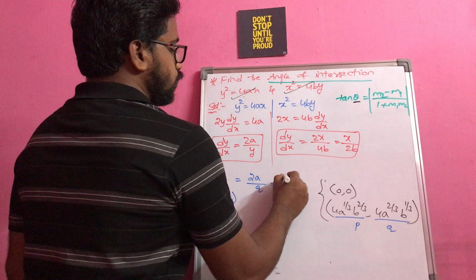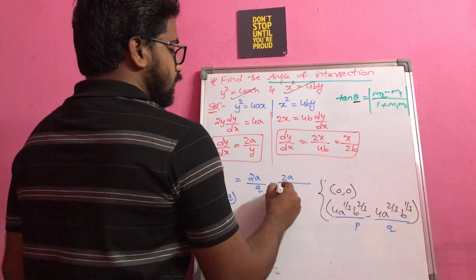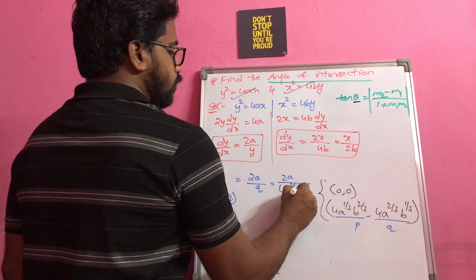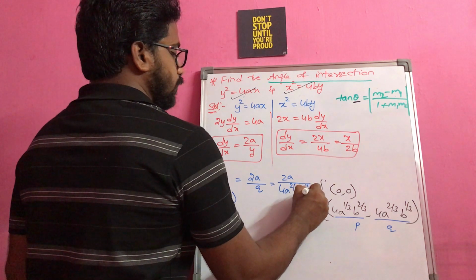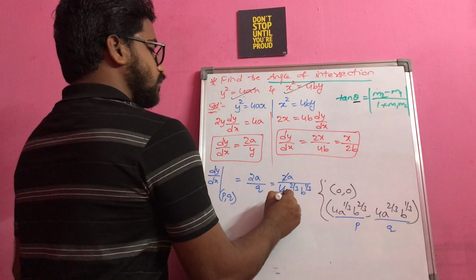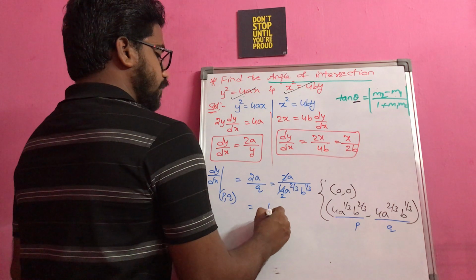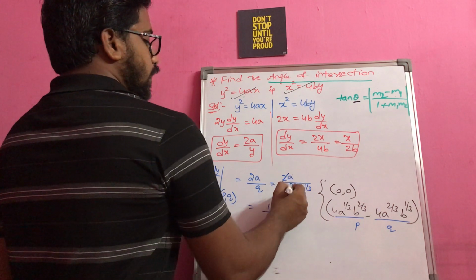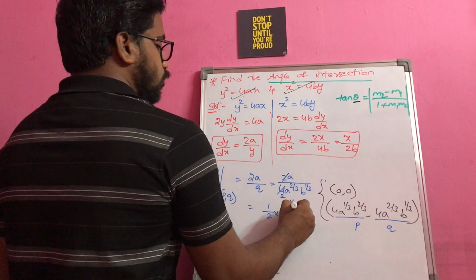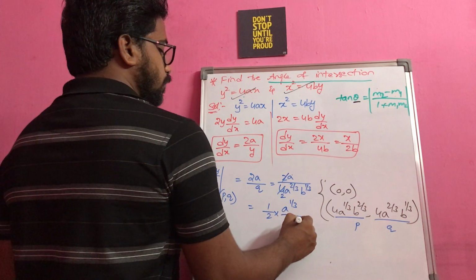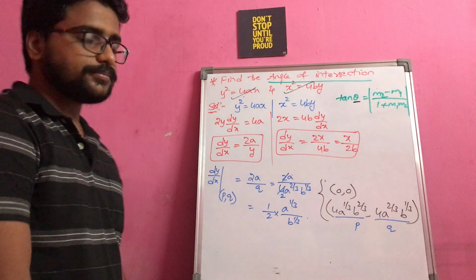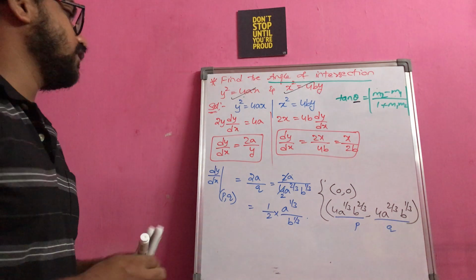So substitute that, 2a divided by q means second point, 4a power 2 by 3 b power 1 by 3. If you simplify this further, this is 1 by 2, you will be getting 1 by 2 into a power 1 by 3 by b power 1 by 3. This is the first slope.